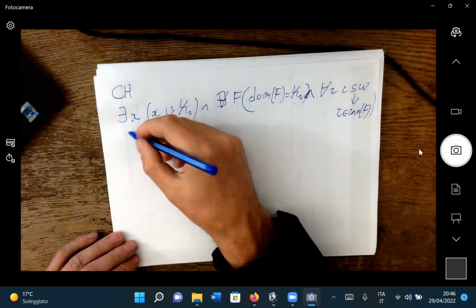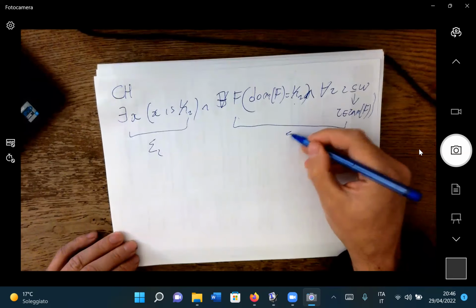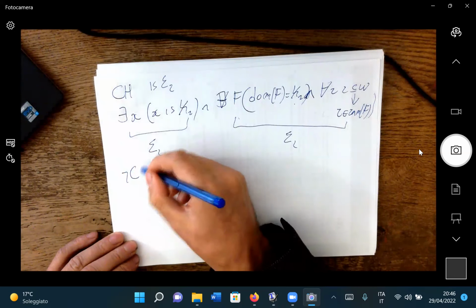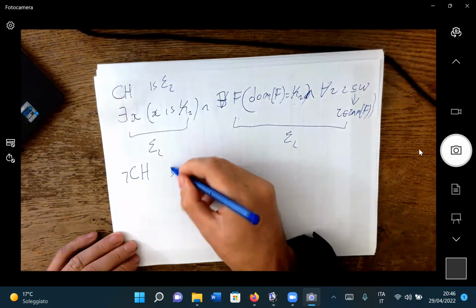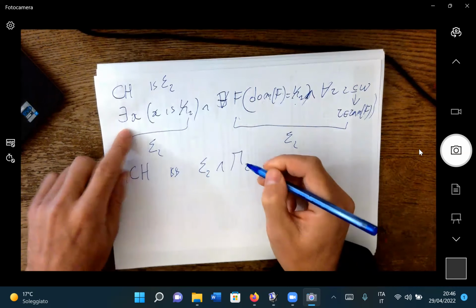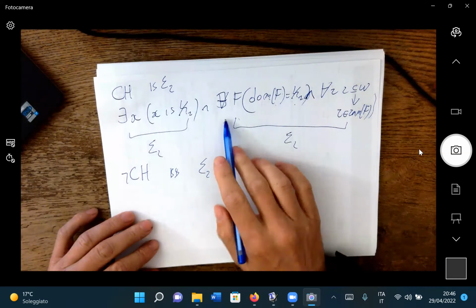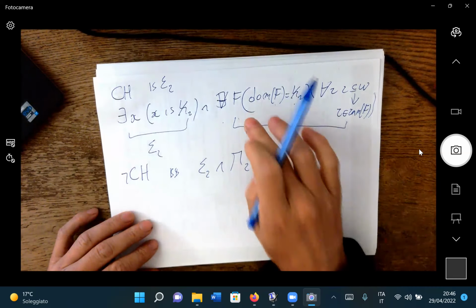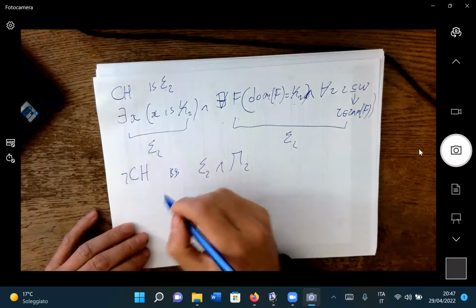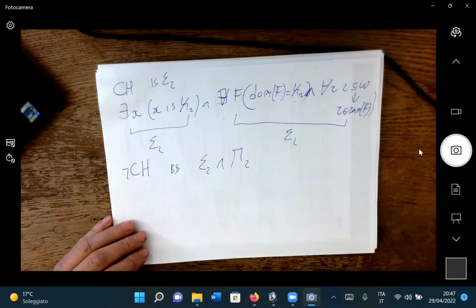You see, this is sigma 2, and this is sigma 2. So CH is sigma 2. Not CH is actually sigma 2 wedge pi 2, because this piece you need in order to state that there exists a F1, and the second piece you have to negate. So this becomes pi 2, and this becomes sigma 2. Okay. So you see now in this signature, the standard concepts get the right complexity.